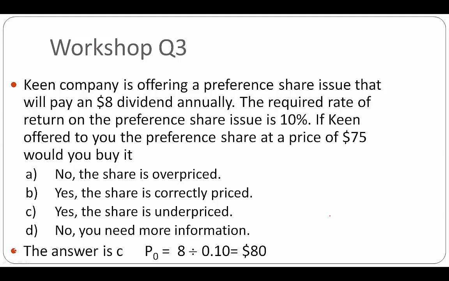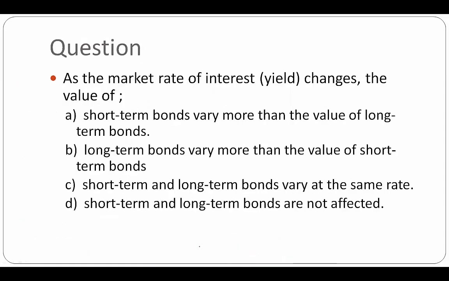So if this guy is offering you the share at a price of $75, would you take it? Yes, you would, right? The share is underpriced, because if you're happy with a 10% rate of return with an $8 dividend, you would be willing to pay $80 for that preference share. This guy's giving it to you for $75. So, oh yeah, definitely, you would certainly go for that. Okay.